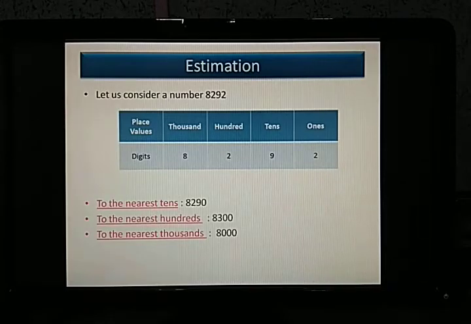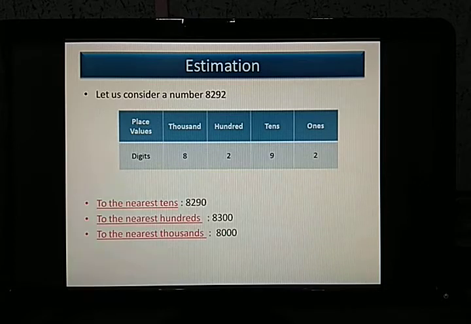Hello everyone. Today we'll be discussing the topic called estimation. Now, what is estimation? If you go through the textbook, you will get many terms such as rounding off, nearest tens, hundreds, or thousands. But what actually is estimation?